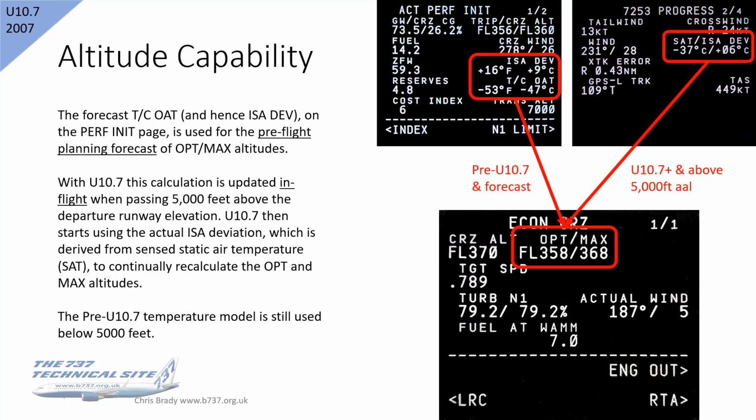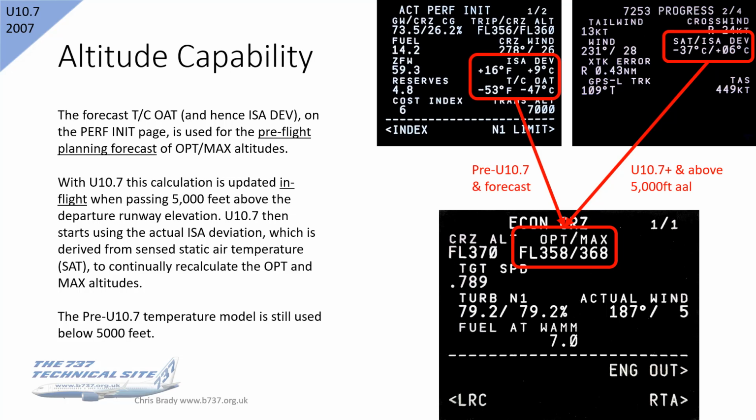So up on the top left, that's the perf init. That's what happened pre 10.7. The forecast top of climb, which you would enter as part of the pre-flight prep, is used for the pre-flight planning forecast of both the optimum and max altitudes.